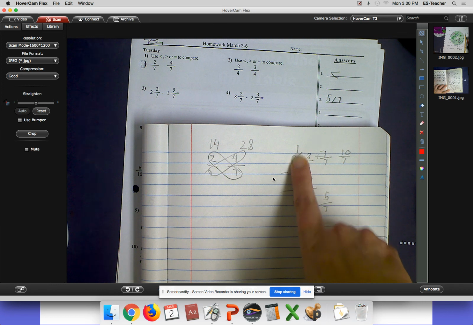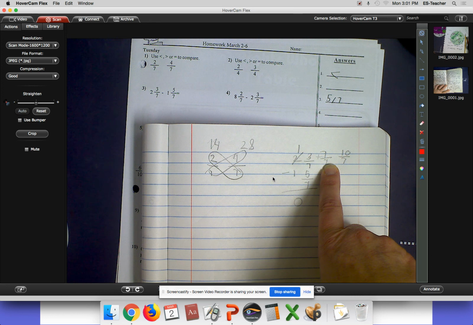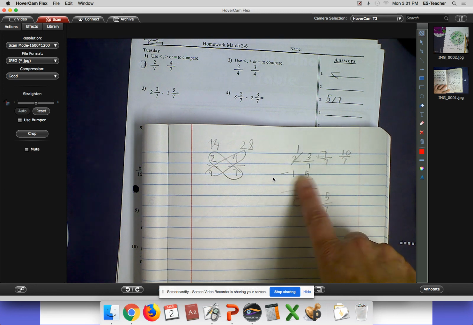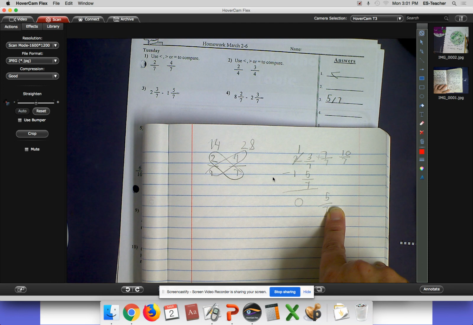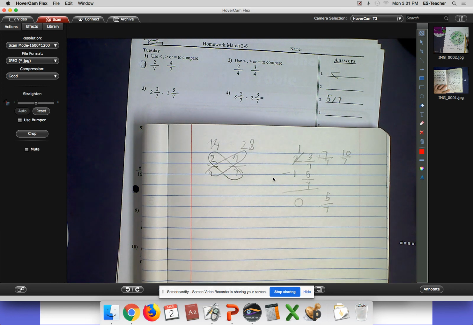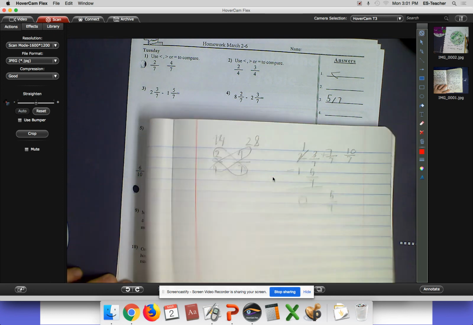So you took 1 here, and you made that a 1, and then you put the 1 over here in the form of 7 sevenths. So then you have 3 sevenths plus 7 sevenths was 10 sevenths. And then 10 sevenths minus 5 sevenths is 5 sevenths. And then right here, 1 minus 1 is 0. So, yeah, the correct answer is 5 sevenths. Good job.